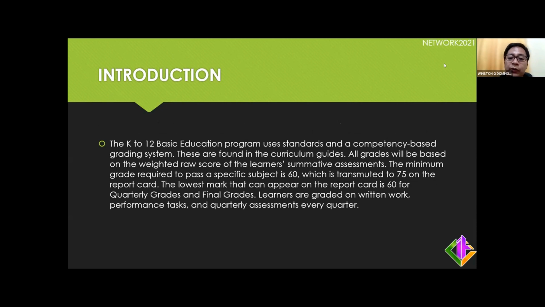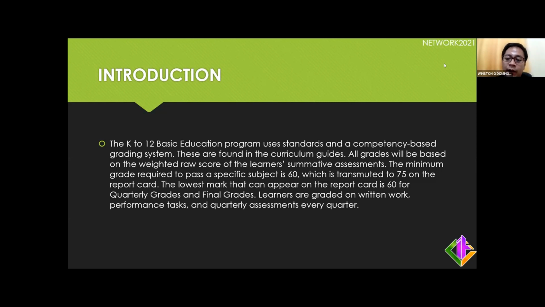The K12 Basic Education Program uses standards and a competency-based grading system. These are found in the curriculum guides. All grades will be based on the weighted raw scores of the learners in summative assessments. The minimum grade required to pass a specific subject is 60, which is transmuted to 75 on the report card. The lowest mark that can appear on the report card is 60 for quarterly grades and final grades, and learners are graded on written work, performance tasks, and quarterly assessment every quarter.